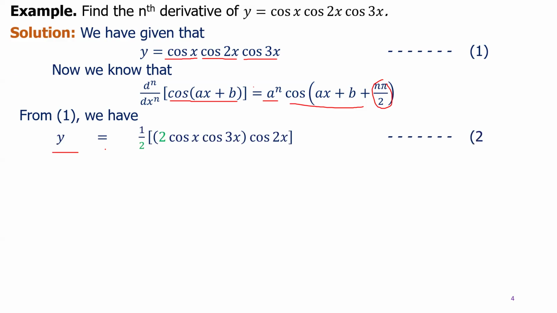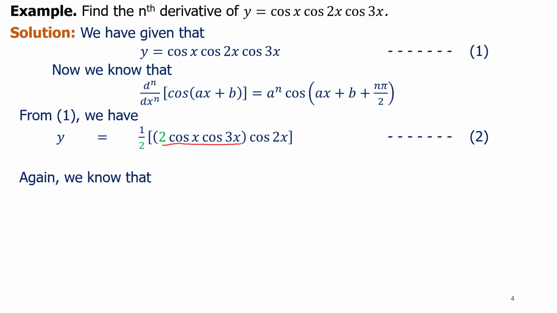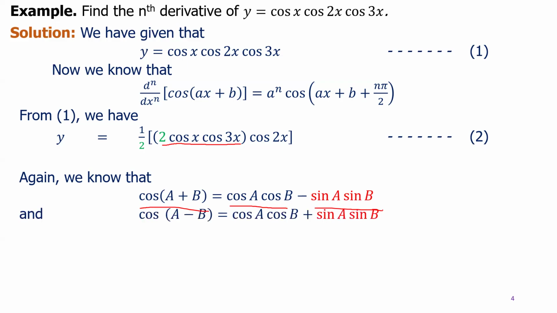We can write y is equal to, we are multiplying and dividing by 2, so 1 upon 2 into 2 cos x cos 3x into cos 2x. Now for 2 cos a cos b, we apply the formula. We know that cos(a + b) is equal to cos a cos b minus sin a sin b. Similarly, cos(a - b) is equal to cos a cos b plus sin a sin b.